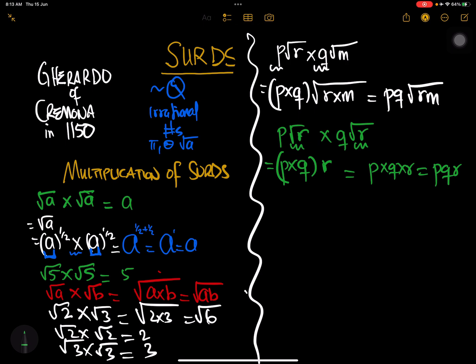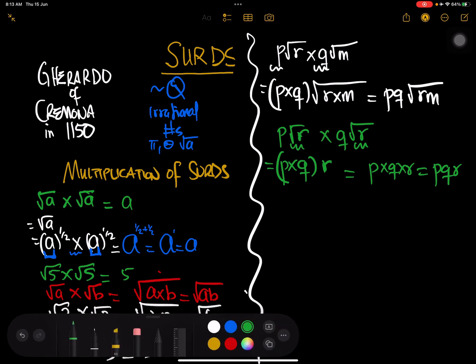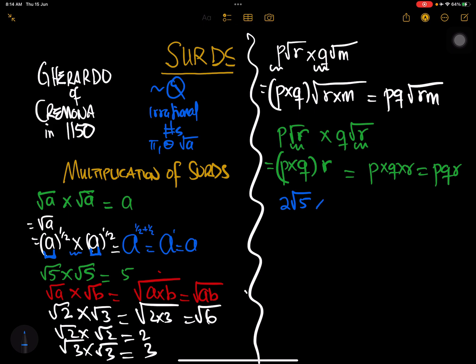So let's take an example. Let's say we are being presented with this problem. Let's say we have 2 square root of 5 multiplied by 3 square root of 3. We will multiply the 2 by the 3, in parentheses, and then in the square root, we are going to have 5 times 3. Why? Because this square root is there from that. So we multiply it inside, and we're going to get 6 square root of 15.